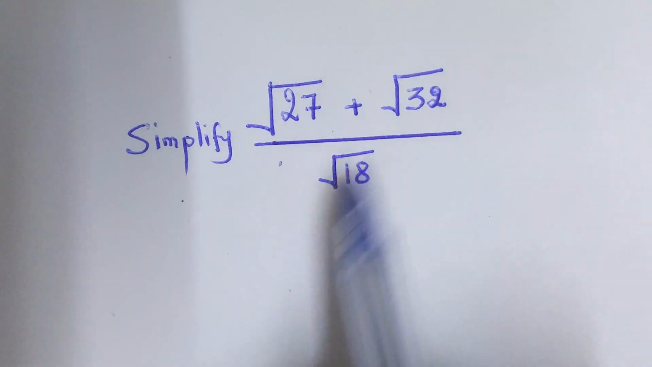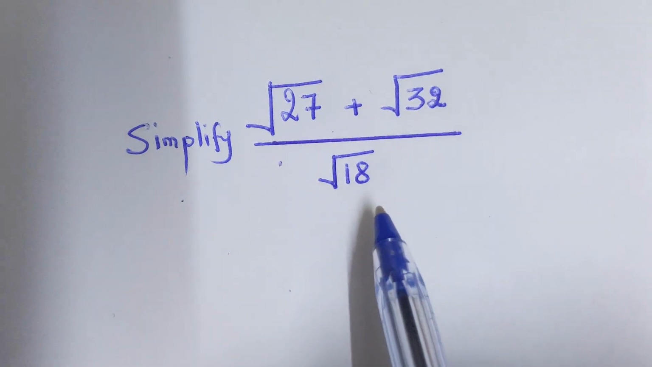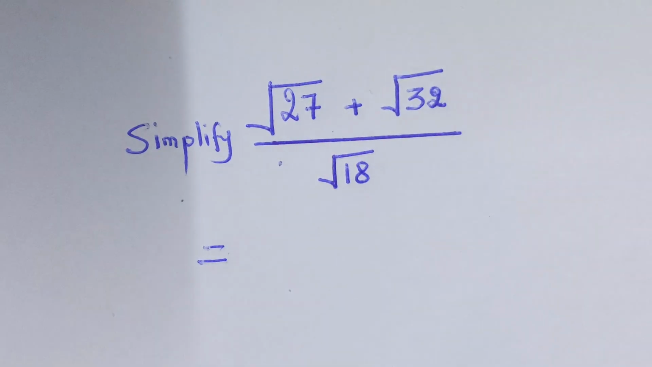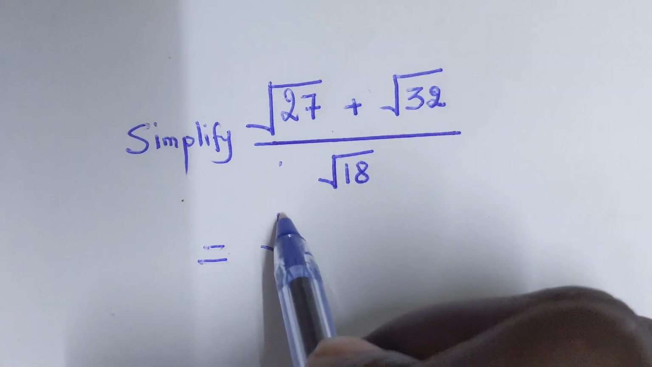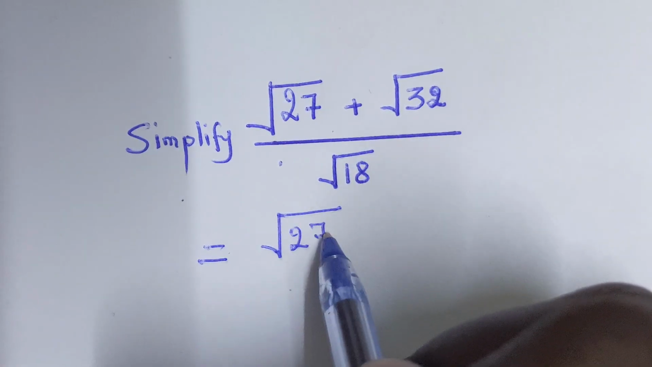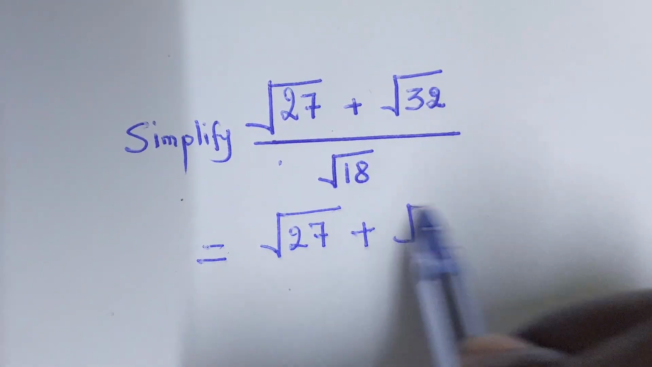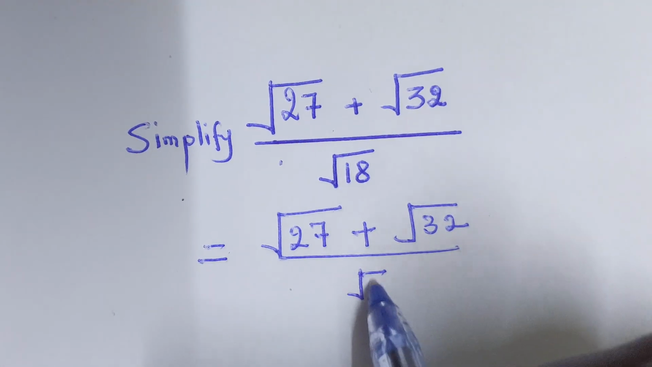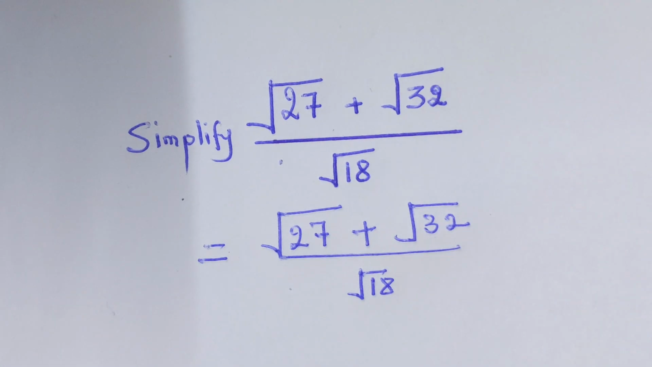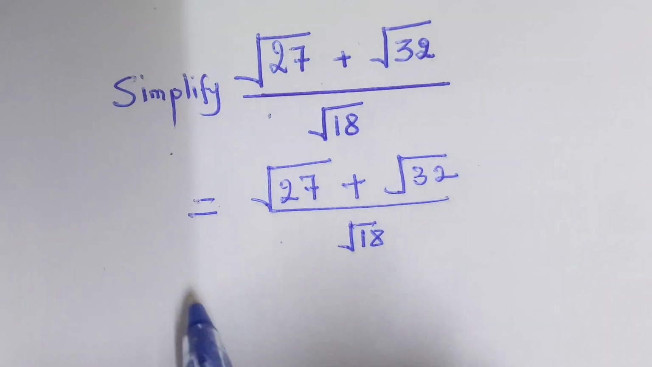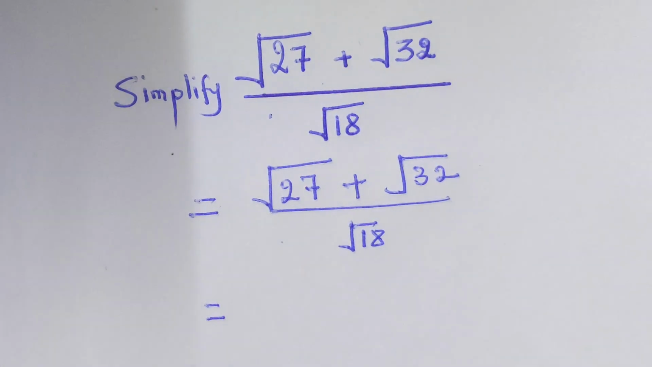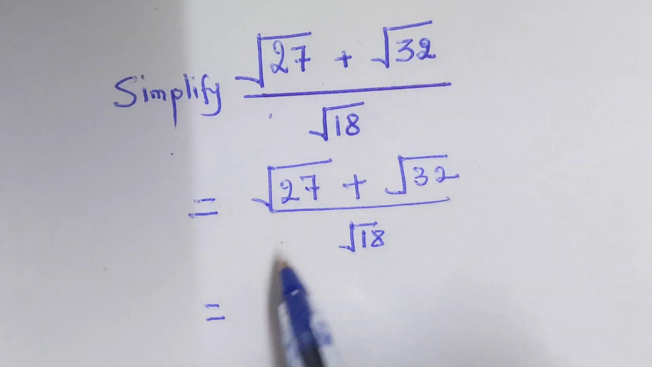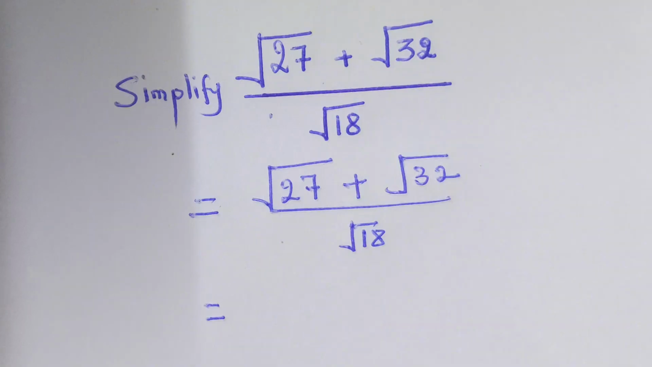Alright, for the question we have right over here, we need to simplify: square root of 27 plus square root of 32 over square root of 18. Then this is equal to... if you look at this question nicely, these square roots are not perfect squares.